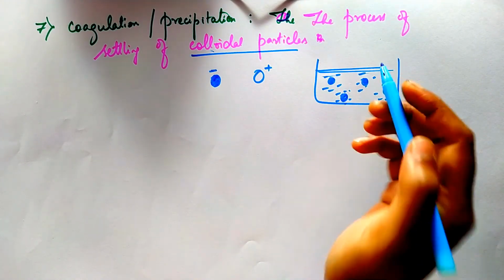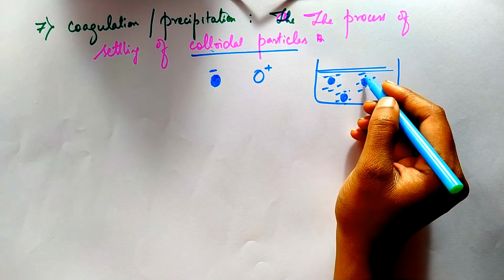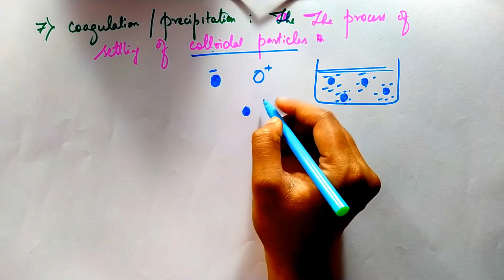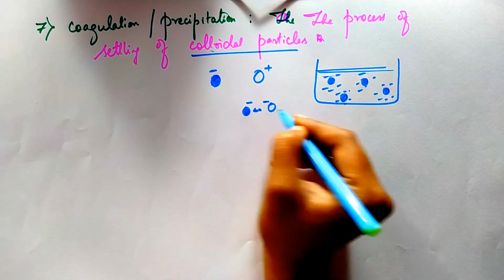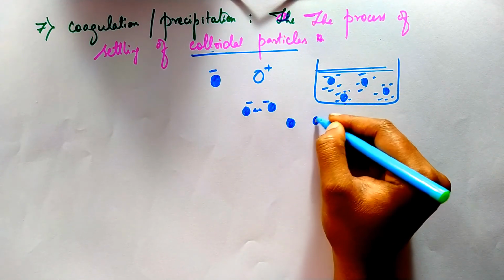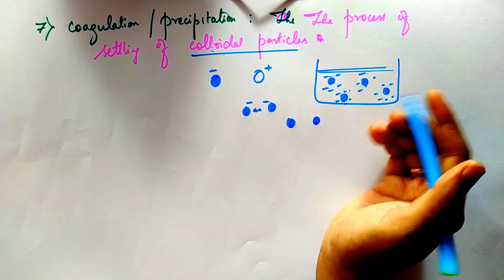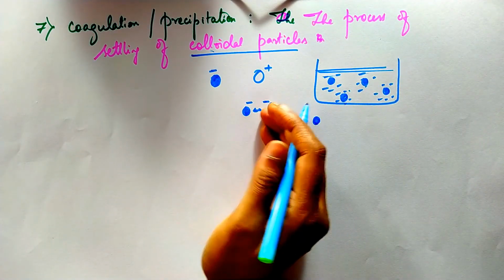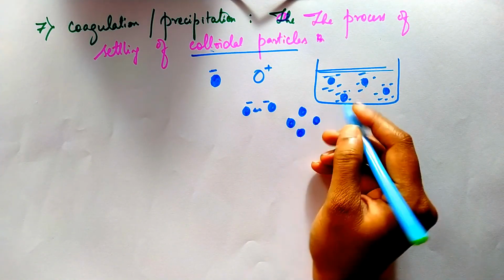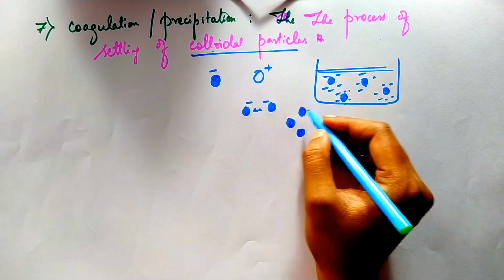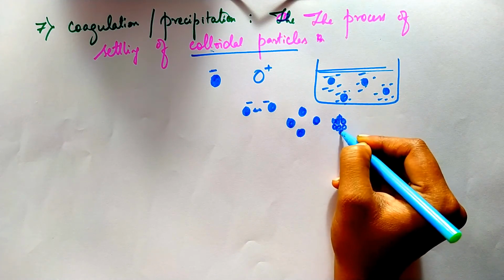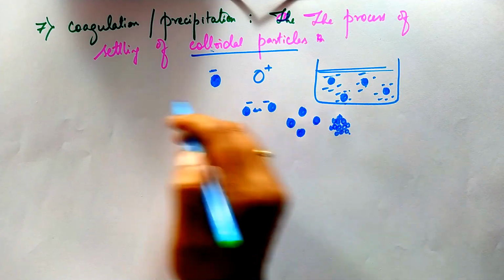Now, if I remove the charge on these colloidal particles, if it has the same charge, it repels each other. Now I am removing the charge on colloidal particles. There is no charge on the colloidal particle. What happens is, these come together. If I remove the charge from all the particles, these colloidal particles aggregate, come nearer and form a precipitation. They precipitated.